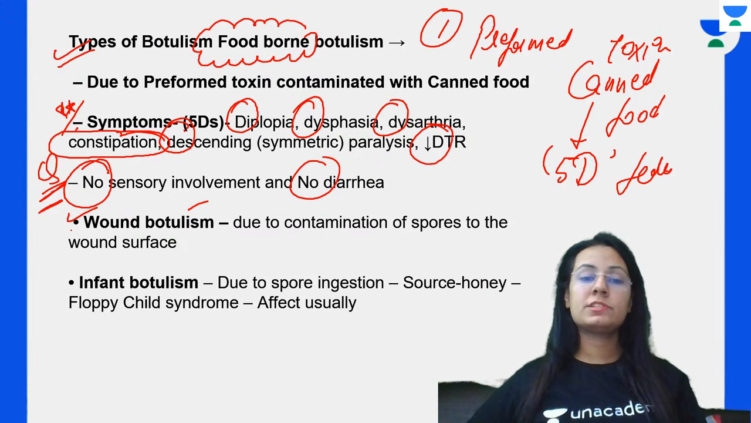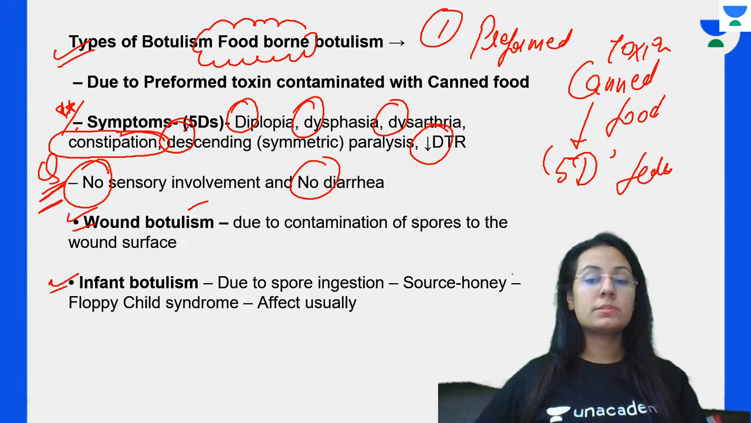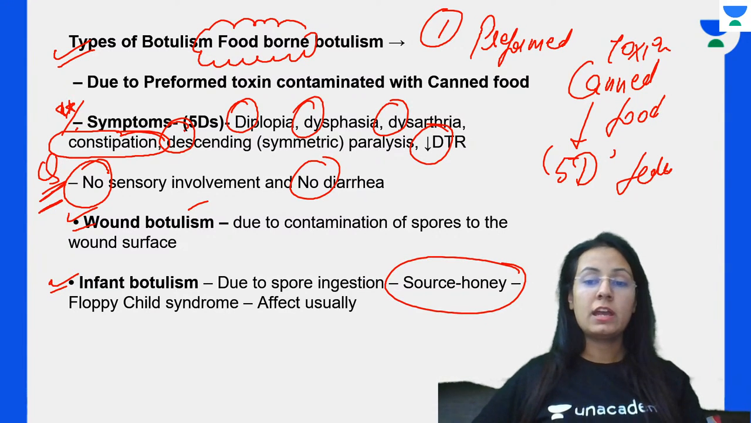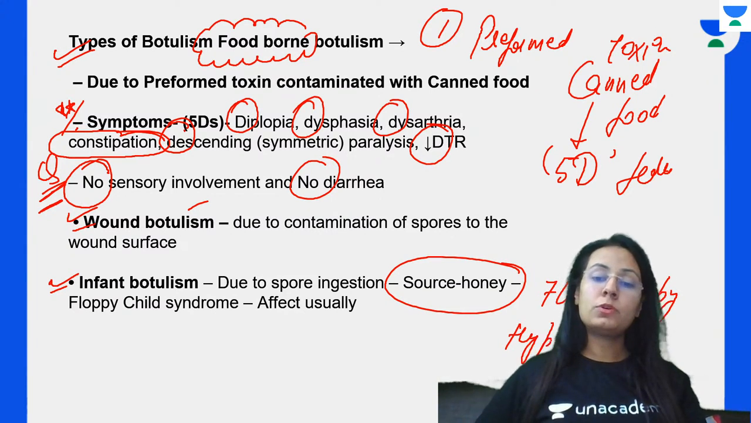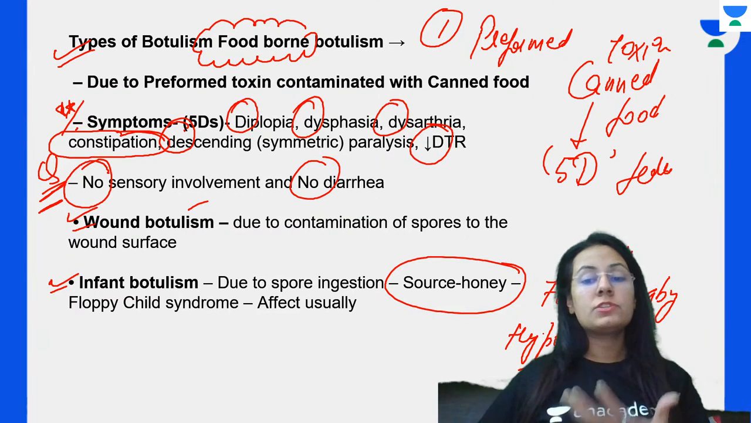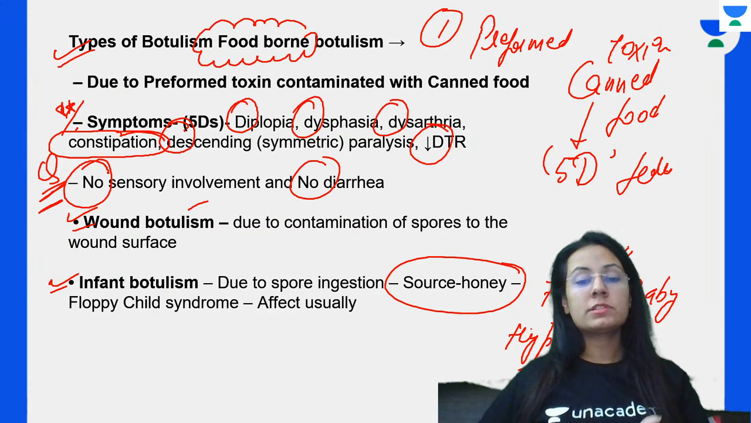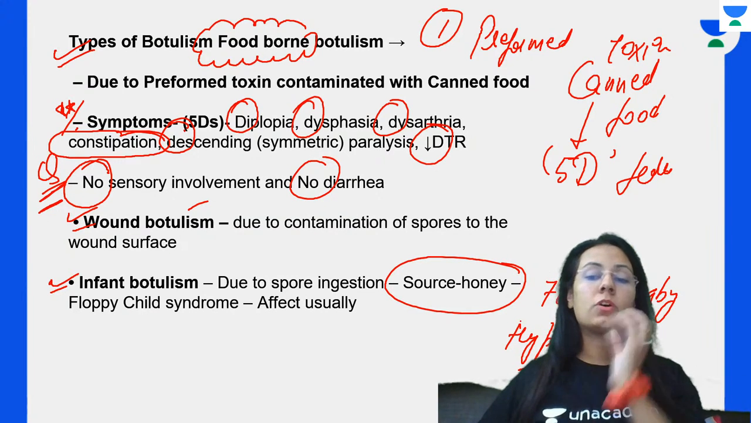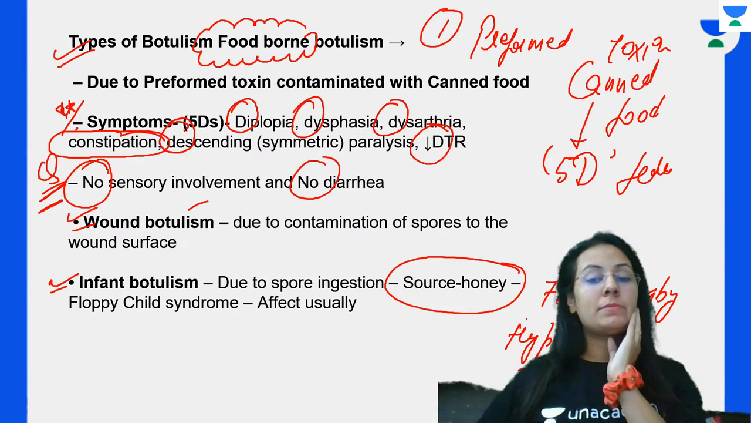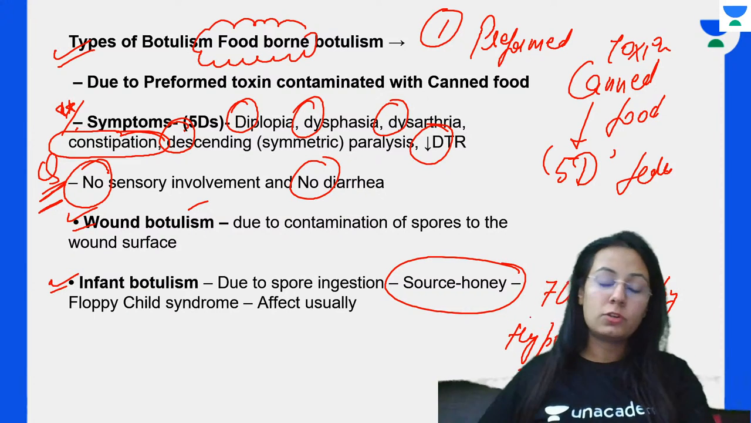Wound botulism is due to the contamination of the spores to the wound surface. Infant botulism is due to the ingestion of the spores. Mainly the source is honey. It causes the floppy baby syndrome, which is hypotonia of the muscles. It is due to the Clostridium botulinum toxin, that is the infant botulism causing the floppy baby syndrome and the hypotonia.